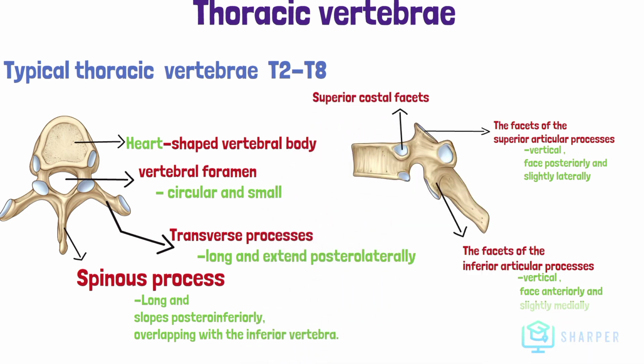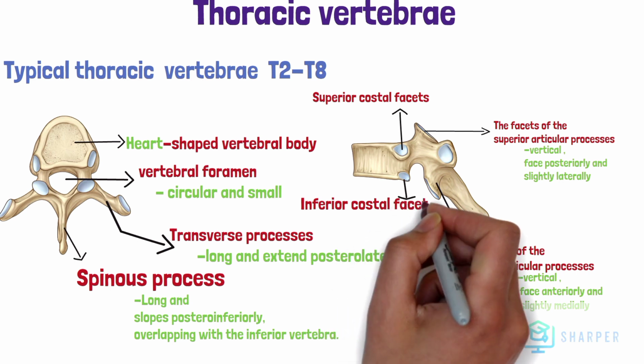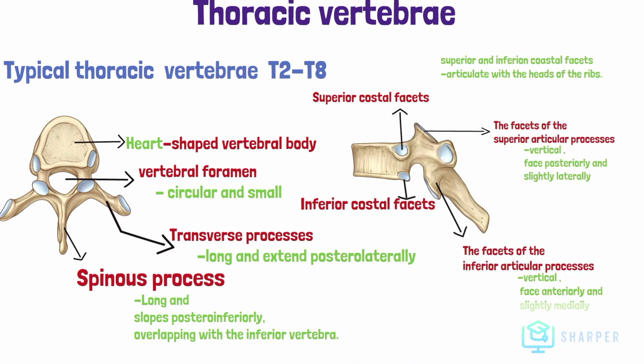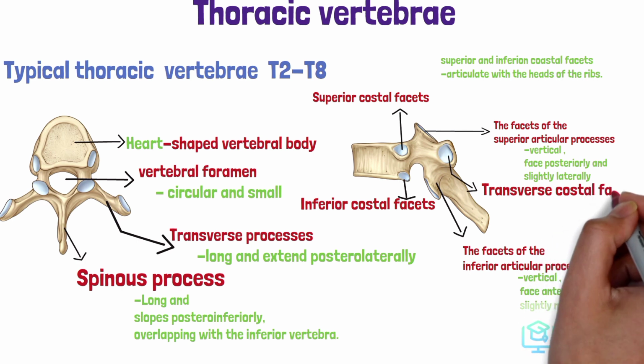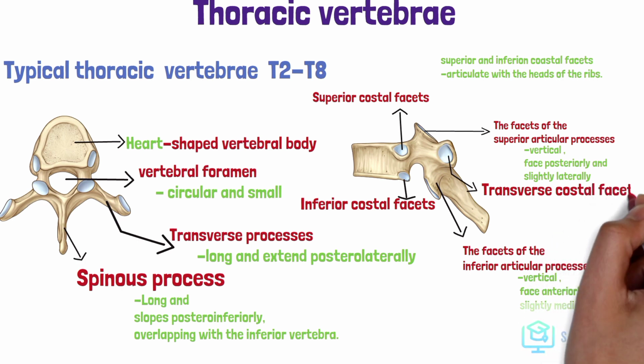There are 2 superior costal facets and 2 inferior costal facets, which articulate with the heads of the ribs. There is also 1 costal facet on the anterior side of each of the transverse processes called the transverse costal facet, which articulates with the tubercle of the ribs.